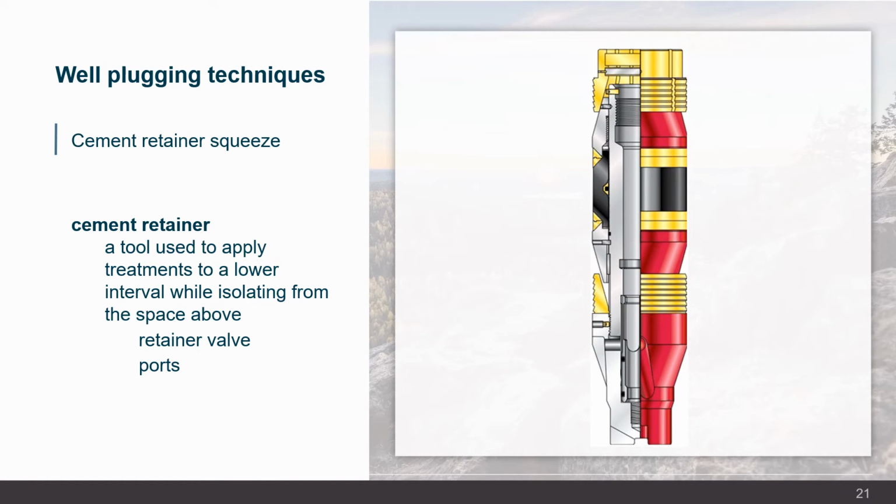A cement slurry pumped through the inside of the retainer would pass through the retainer valve, through the ports, and into the wellbore below the retainer. At the end of the job, the retainer valve is brought back into the closed position, as shown here, which then prevents any further flow of fluids either upwards or downwards past the cement retainer.